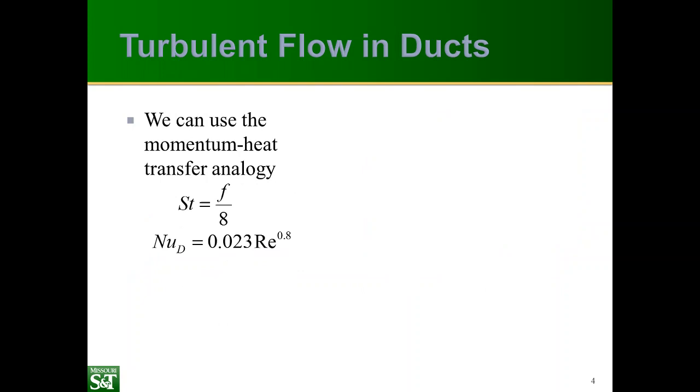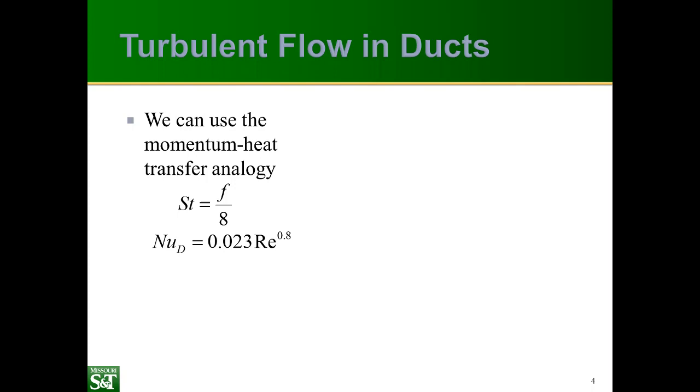If we want to extend to turbulent flow in ducts, we have to be a little bit more careful. We can't come up with these solutions analytically, obviously. So we can use the momentum heat transfer analogy. If we assume that the Prandtl number is 1, then we can actually use that dimensional analysis and analogy to come up with the Stanton number is equal to friction factor over 8, which we can then convert, if we have a friction factor model, to a Nusselt number correlation.